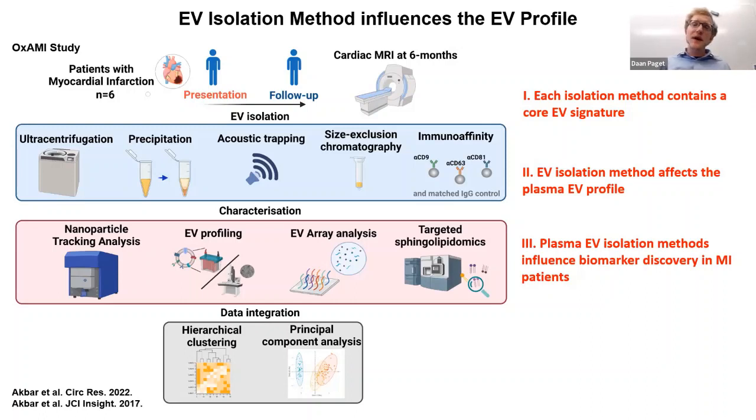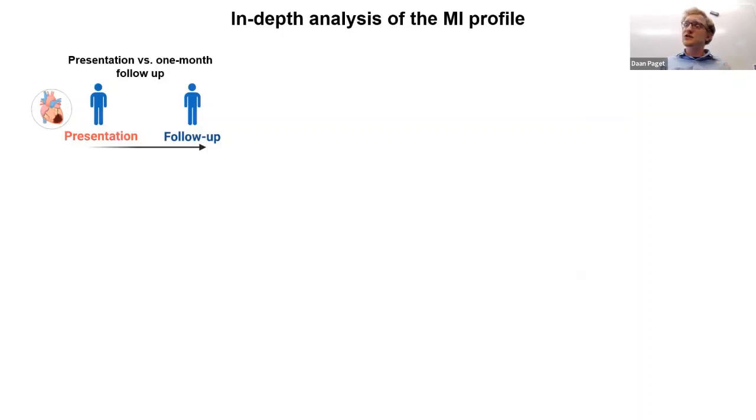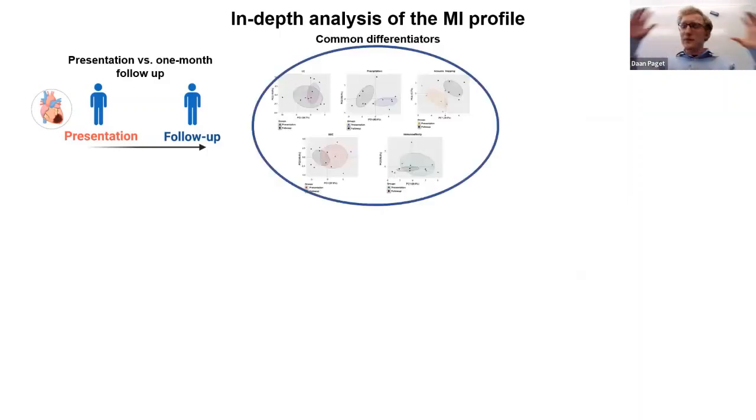And so, yeah, that's where the paper ends, but that's not really where the story ends. And so we did a further in-depth analysis. And what we wanted to see is, if we look at all the patients and all the isolation methods, what are the common differentiators? So if we look across all the methods, what are the main things that are differentiating the acute phase MI profile versus the follow-up MI profile?